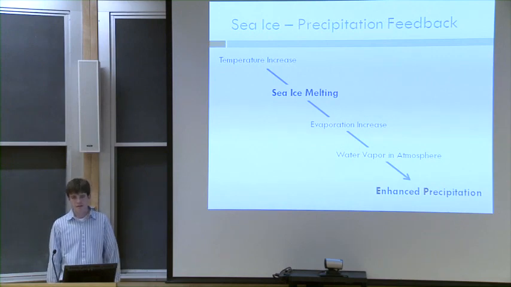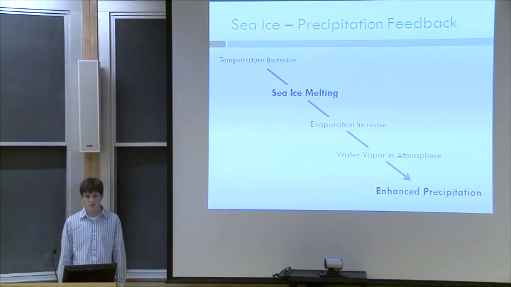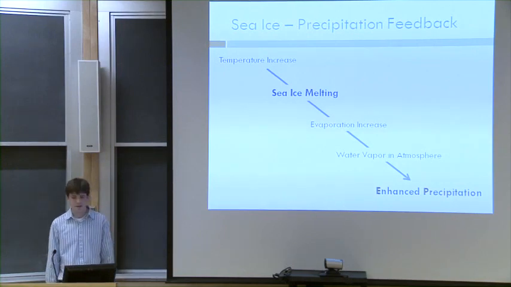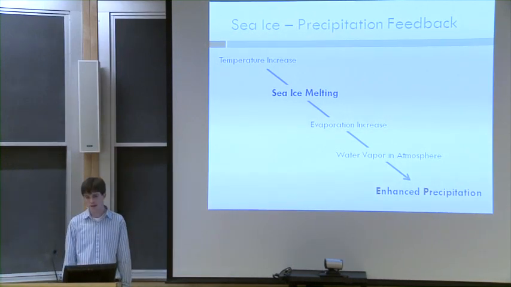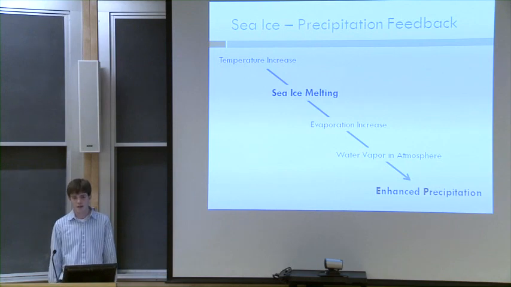When we look at the general trend from the relationship between sea ice and precipitation, we can see that a general temperature increase allows for the melting of sea ice, which exposes more of the ocean. This exposed ocean allows greater evaporation, thus more water vapor in the atmosphere, and this allows for enhanced precipitation within the region.